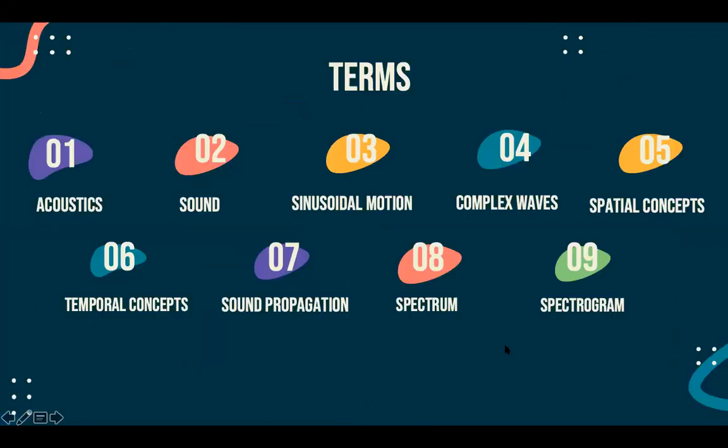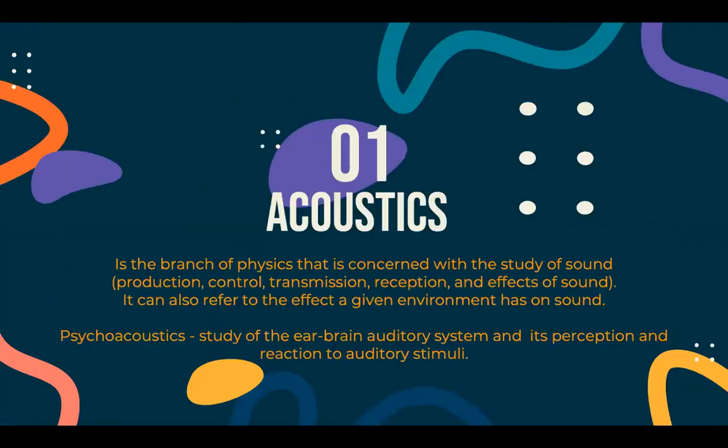So moving on, these are the terms that we're going to be discussing. The first is acoustics. Acoustics is the branch of physics that is concerned with the study of sound, particularly production, control, transmission, reception, and effects of sound. It can also refer to the effect a given environment has on sound.